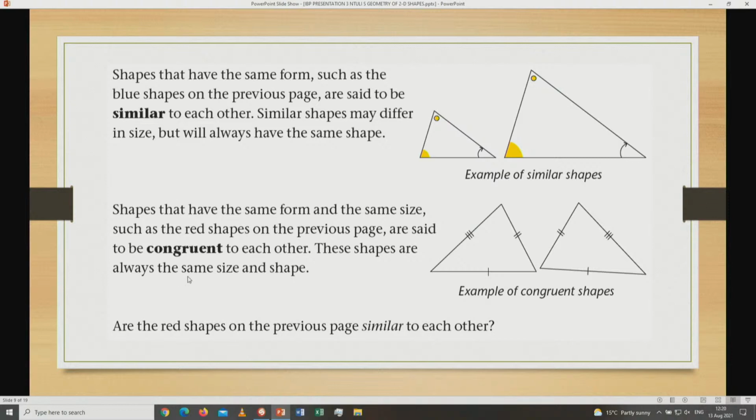These shapes are always the same size and shape. They will always be the same size and shape. Example of congruent shape here. The other one may not be bigger than the other one. Otherwise, it is not a congruent shape. When we say that shapes are congruent, they must be the same size and the same shape. It may not be a square and a rectangle, square and a triangle, square and a circle. No, it cannot be. It will be the same size, the same shape. Then it means that these shapes are congruent. We can see there when we have touched on the markings there.